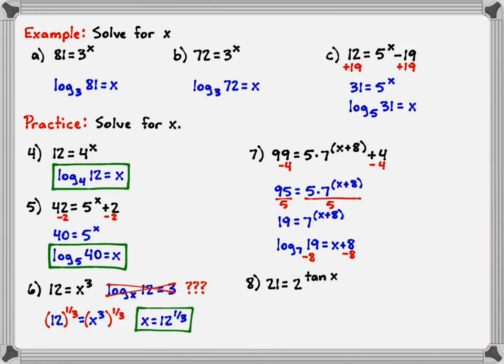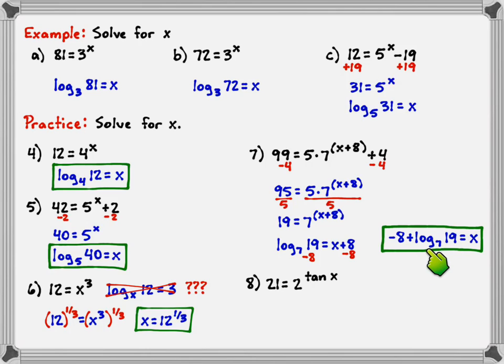Now notice, I want you to be very careful here. We are taking the log of 19. We cannot subtract 8 from the 19. The 19 is in parentheses essentially. So what we do is we put that negative 8 out front.